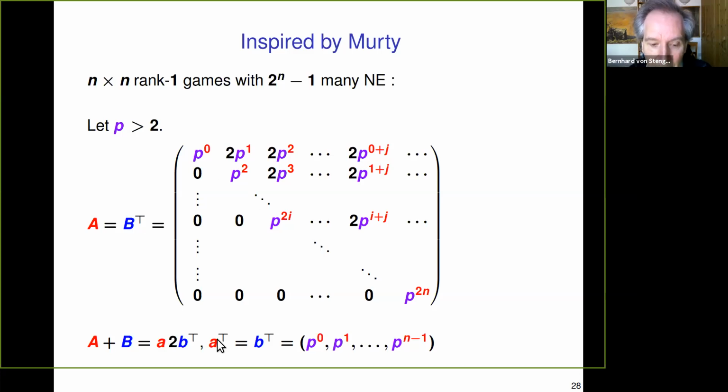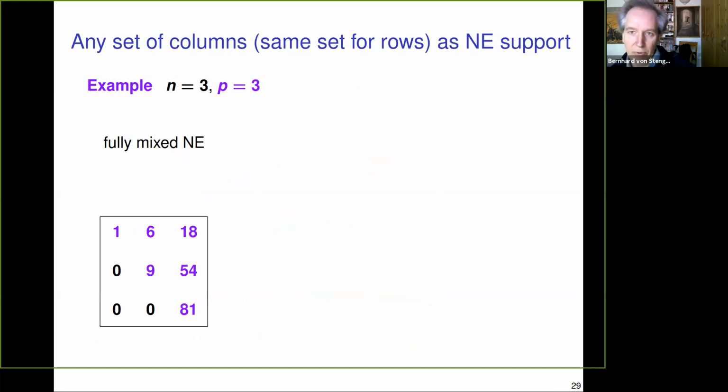Now if you add them up together, you realize that in each row and column entry ij, you have 2 times p to the i plus j. So what is that? That is 2 times p to the i times p to the j. It's a multiplicative structure. It's a rank 1 matrix. So A plus B is a rank 1 matrix. What I'm now showing you is that this has, for every possible subset of strategies, an equilibrium that has this subset as a support on both sides. For example, the set of all strategies. Let's start with that, and do this with an example.